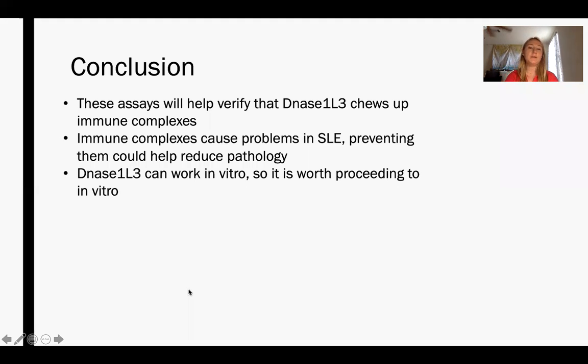And so in conclusion, these assays are going to help verify that DNase 103 is chewing up immune complexes. These immune complexes cause problems in SLE, and so preventing them could reduce pathology. So it's important that we're studying this. And DNase 103 can work in vitro, so it's worth proceeding and continuing to do research.